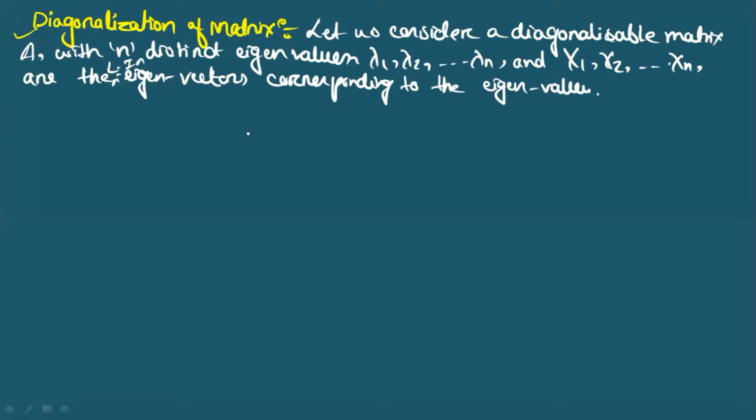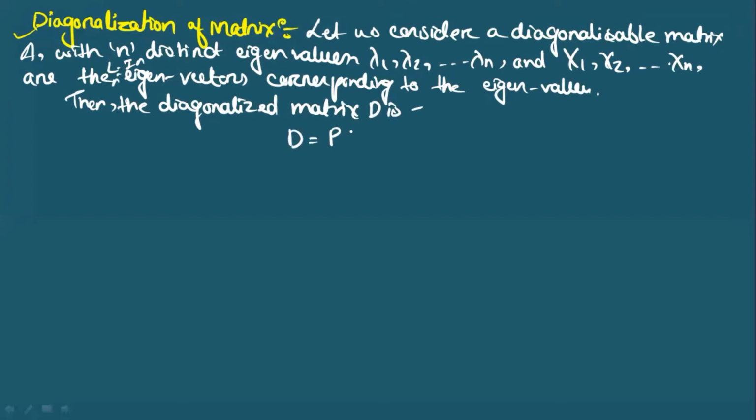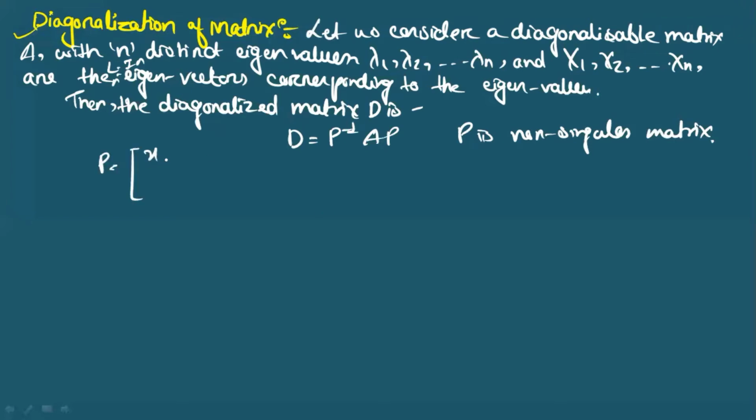Now, how can you write the diagonalized matrix? The diagonalized matrix D is equal to P inverse A P. Here P is a non-singular matrix, and we know a non-singular matrix is one whose determinant is non-zero. And you can write P as x11, x12, and this way it will continue.